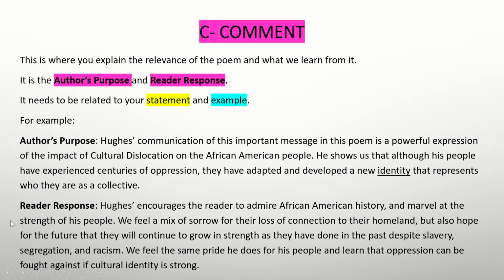What do we learn? Hughes encourages the reader to admire African American history and marvel at the strength of his people. We feel a mix of sorrow for their loss of connection to their homeland, but also hope for the future that they will continue to grow in strength as they have done in the past, despite slavery, segregation, and racism. We feel the same pride he does for his people and learn that oppression can be fought against if cultural identity is strong. So I'm responding to what I've said in the author's purpose. This is what Hughes has done with the poem. This is how we respond as readers. And again, I've linked back to the key idea of cultural identity.